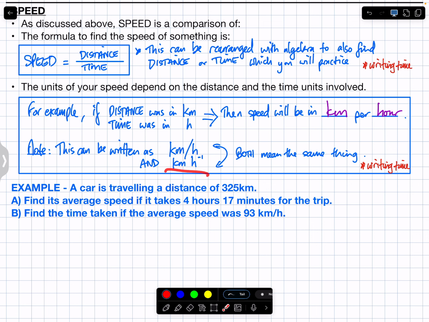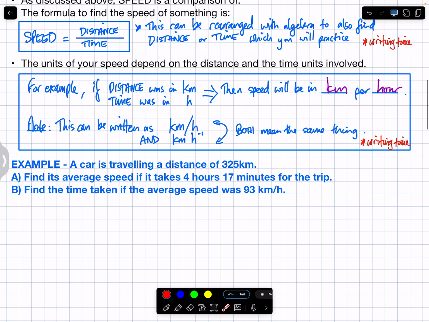If it says kilometers with an h and to the power of -1, they mean the exact same thing, kilometers per hour. So can you get that second box down, please, and we'll do an example.